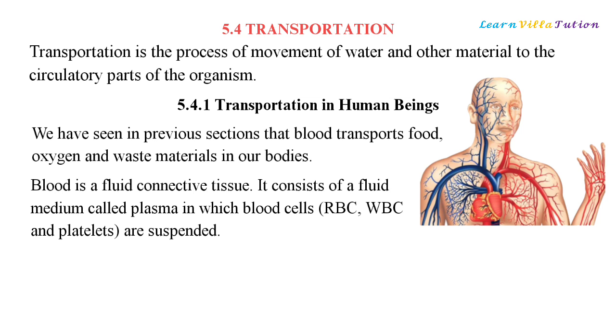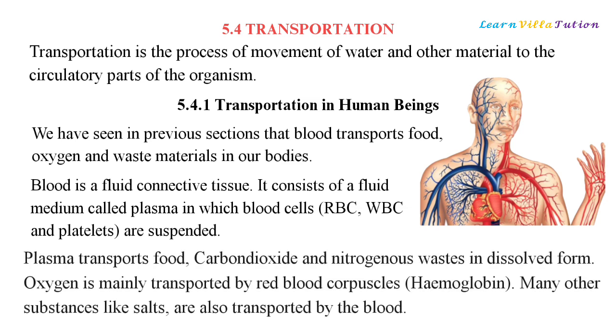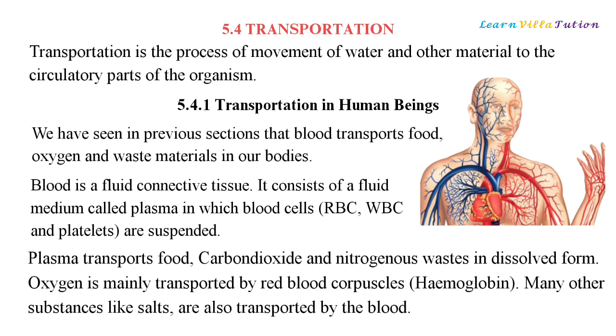It consists of a fluid medium called plasma in which blood cells, RBC, WBC, and platelets are suspended. Plasma transports food, carbon dioxide, and nitrogenous wastes in dissolved form. Oxygen is mainly transported by red blood corpuscles, by hemoglobin. Many other substances like salts are also transported by the blood.